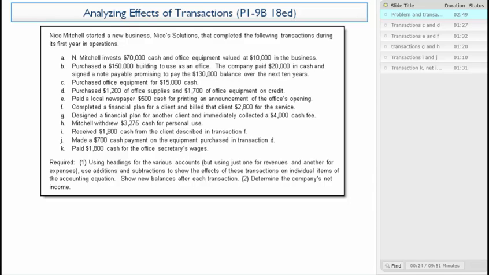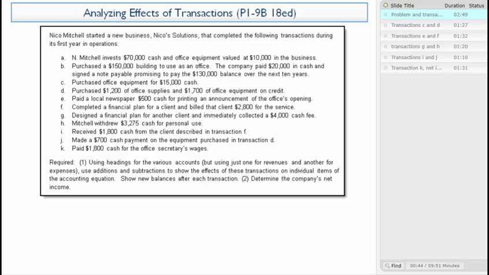Nico then purchased a $150,000 building to use as an office. The company paid $20,000 in cash and signed a note payable promising to pay the $130,000 balance over the next 10 years.